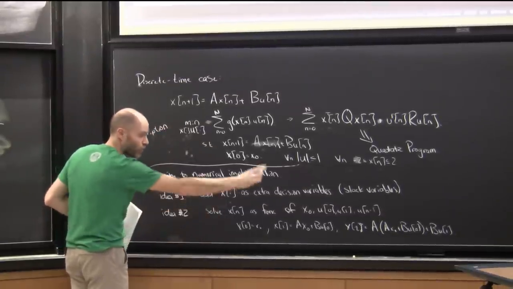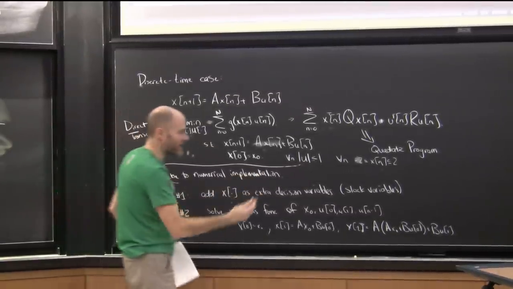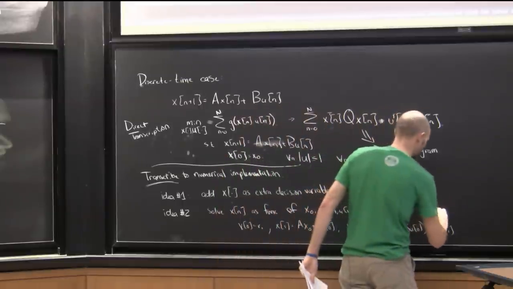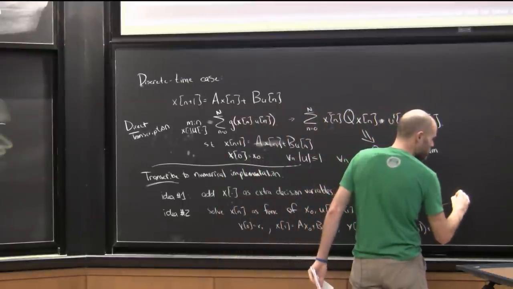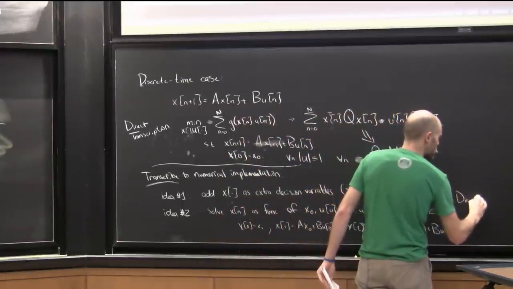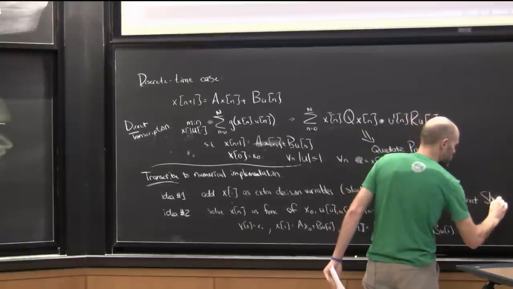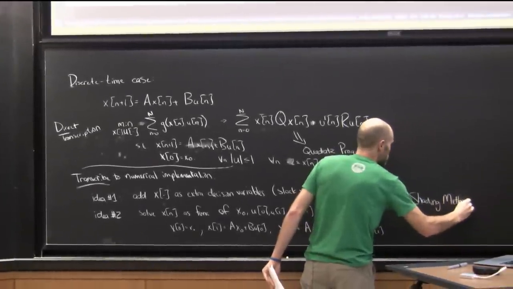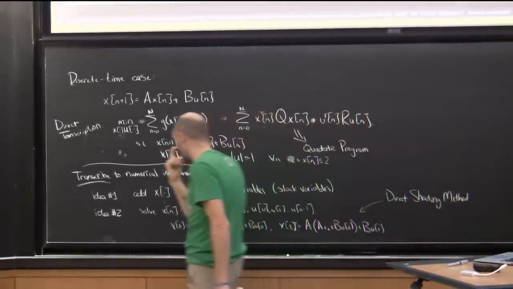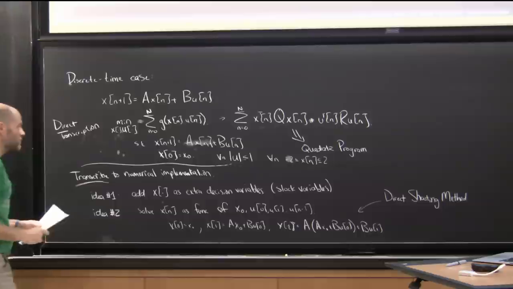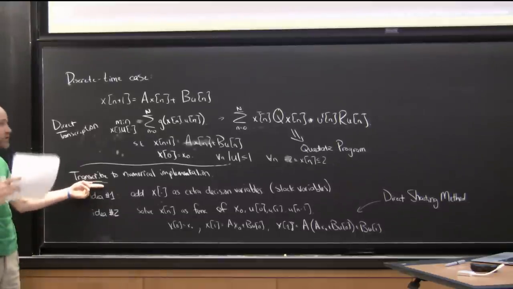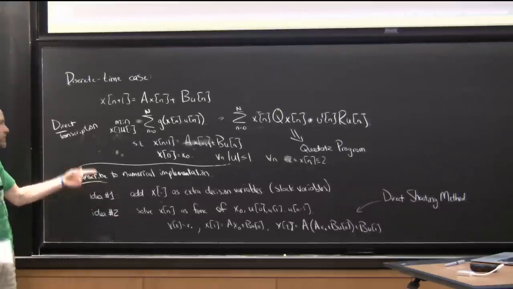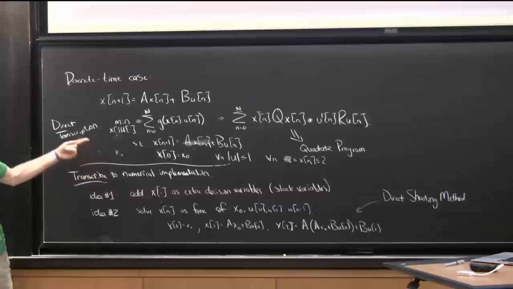This one where you roll it out, that rolling it out is called a shooting method. So these are typically a direct shooting method, but I often just call it shooting method. So yeah, the various ways that you can choose to encode your problem and hand it to the solver often have different names. Okay?